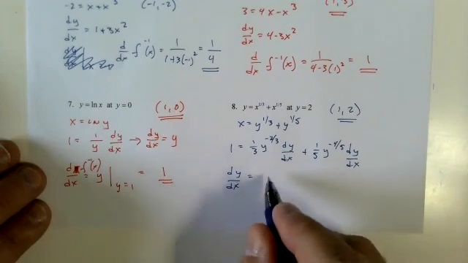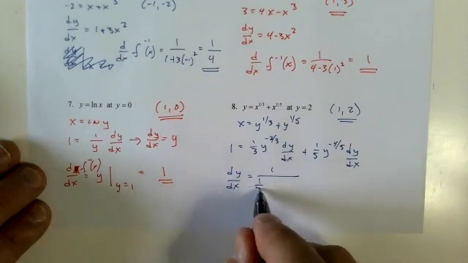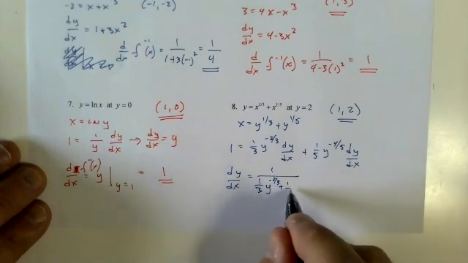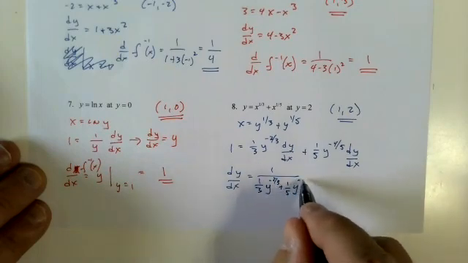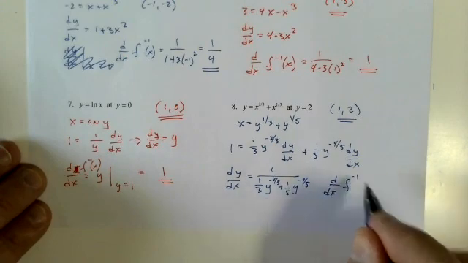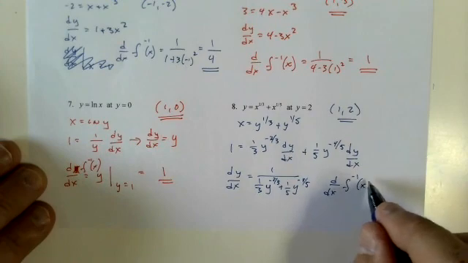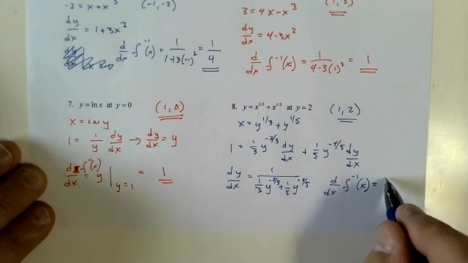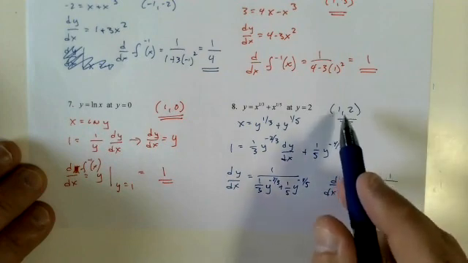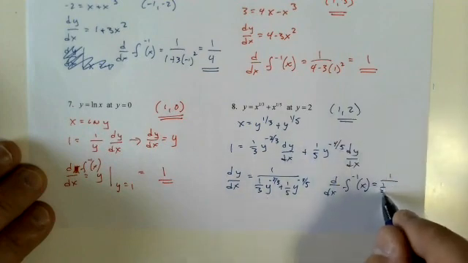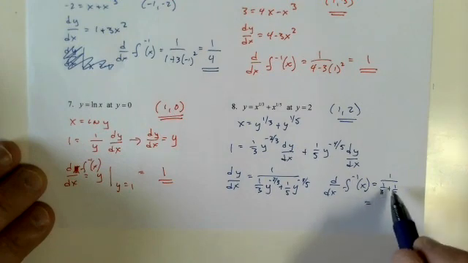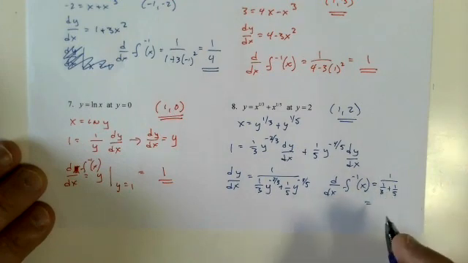dy dx equals 1 over 1/3 y to the -2/3 plus 1/5 y to the -4/5. d dx of the inverse equals 1 over 1/3 plus 1/5. 5, 3, 8, 15s, 15/8.